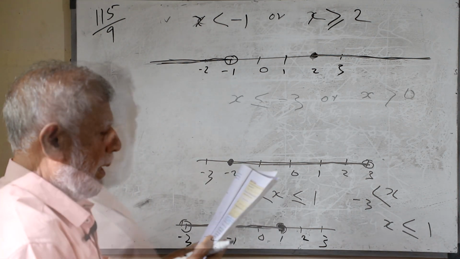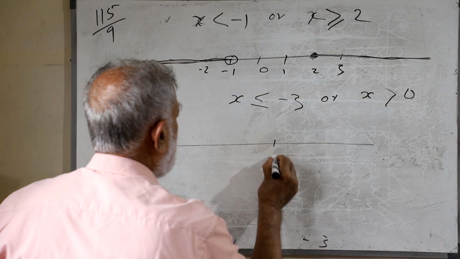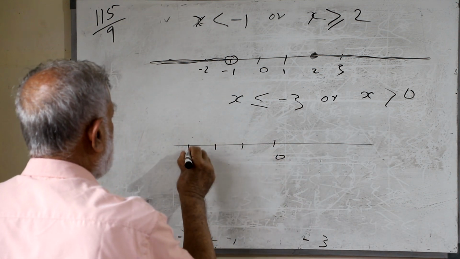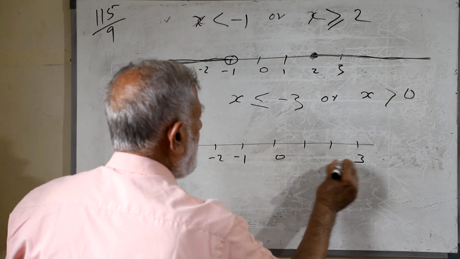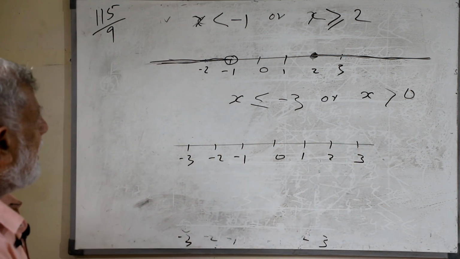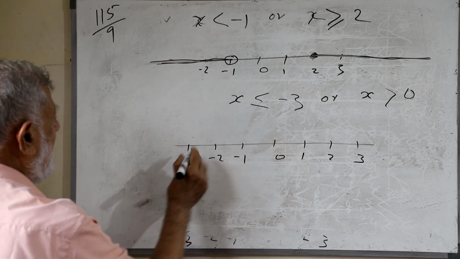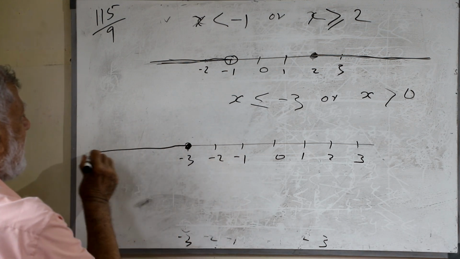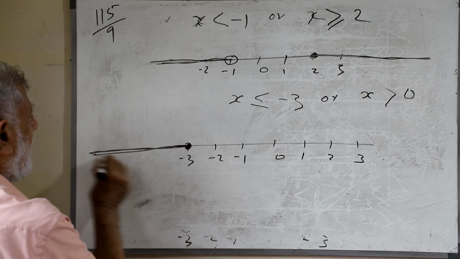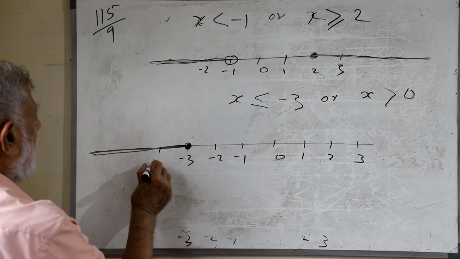Look at the next one. x is less than or equal to -3 or x is greater than 0. So, we draw the number line: 0 here, 1, 2, 3, -3, -2, -1. So, x is less than or equal to -3. Less than or equal to means you have to color this. So, -3 will come on this side. So, x is less than or equal to -3 will be coming out there.